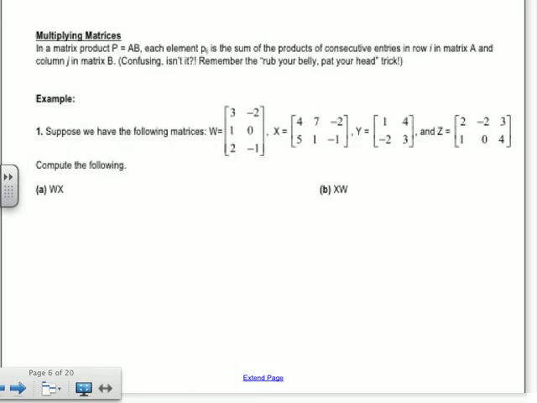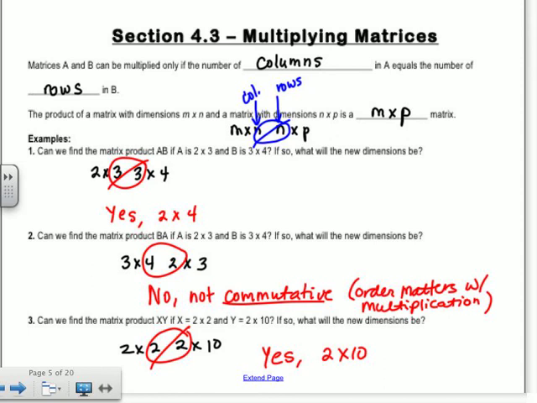All right, so multiplying matrices. So do you guys know how to like rub your belly and pat your head? Have you guys done that before? Okay, so let's try that. So rub your belly, pat your head. I'm not very good at it. Some of you are very good at it.